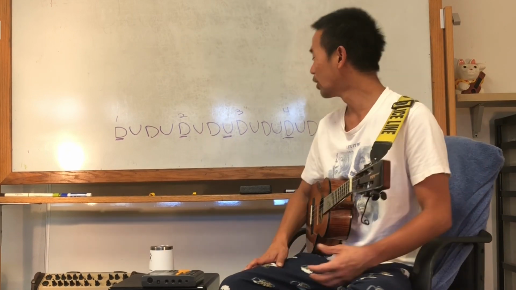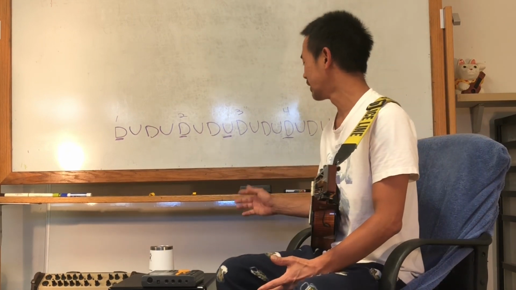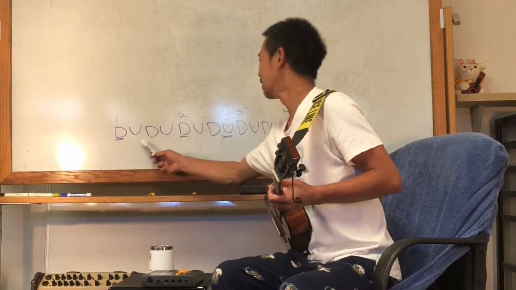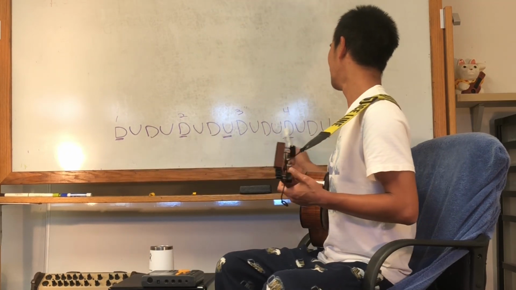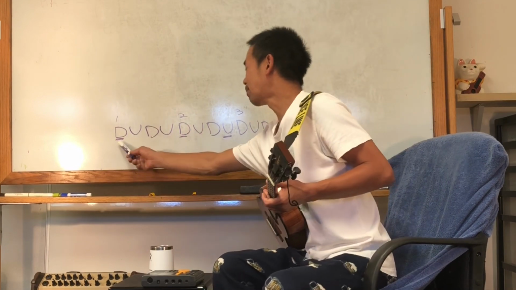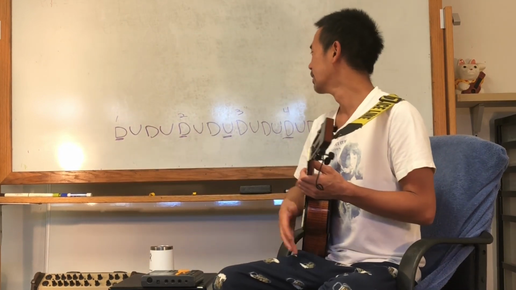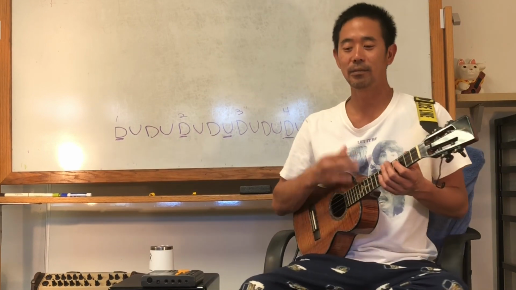So try to master doing this one round at a time. Down, up, down, up, down, up, down, up. And stop on that down. Stop on the one. So listen to this. One, down, up, down, up, down, up, down, up, down.